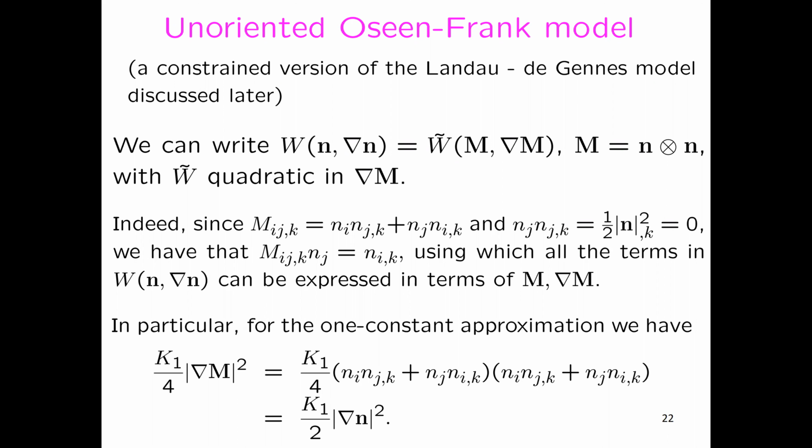So this one times this gives you n_i n_j,k n_j n_i,k, which is 0 since n_i n_i,k is 0. Okay, so you get 2 gradient n squares, and that makes the quarter turn into a half. So you get exactly the same kind of form, except M now is this matrix.